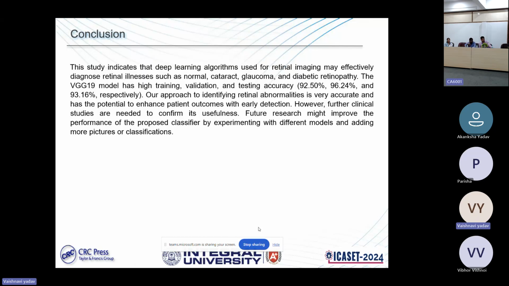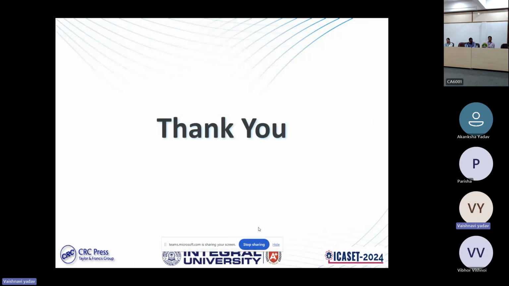Our approach to identify retinal abnormalities is very accurate and has the potential to enhance patient outcomes with early detection. However, further clinical studies are needed to confirm its usefulness. Further research might improve the performance of the proposed classifier by experimenting with different models and adding more pictures for classification. Thank you, sir.